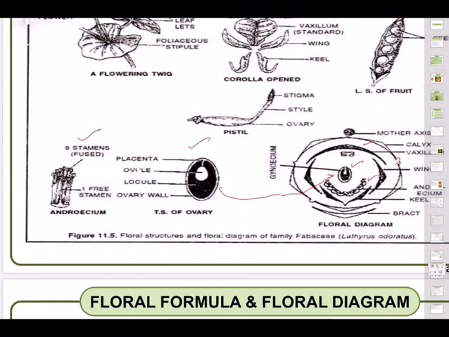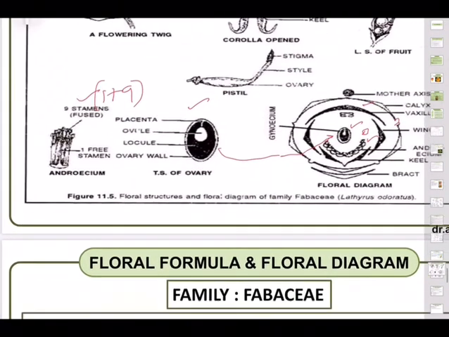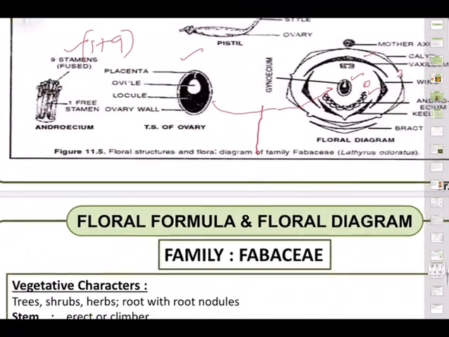So this is how we draw the floral diagram, and you can see the arrangement of stamens. 1 stamen is free, 9 are fused. That means it is 1 plus 9, the stamens. Same thing we are writing here. So the 9 we have to write like a bunch, and the 1 separately like this. Then we say the androecium is represented correctly. And then we go to the next one, Fabaceae.